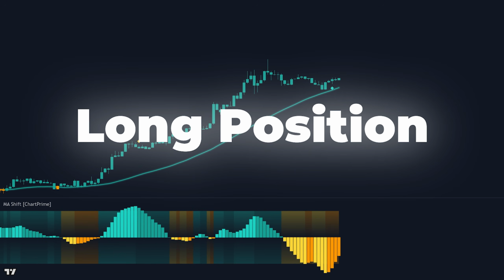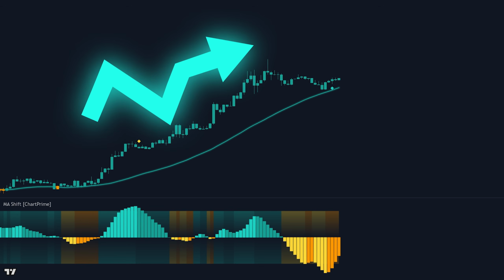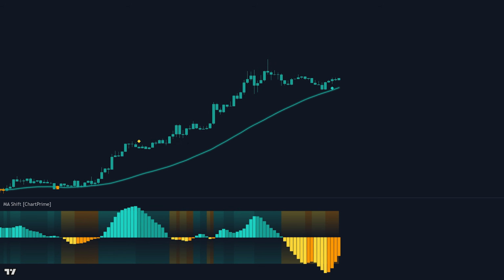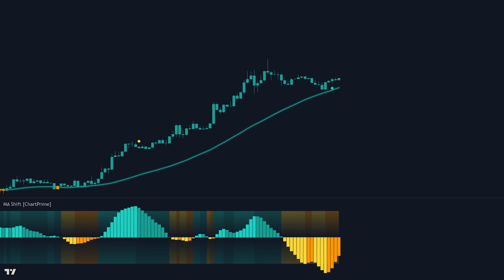For a long position, the moving average should be blue, indicating that price is in an uptrend. Rule number 1 is to wait for a minor pullback toward the moving average. Rule number 2 is that the oscillator should turn dark orange, suggesting a weakening pullback within the uptrend. Rule number 3 is that a blue diamond should appear on the chart, signaling a potential upward continuation.